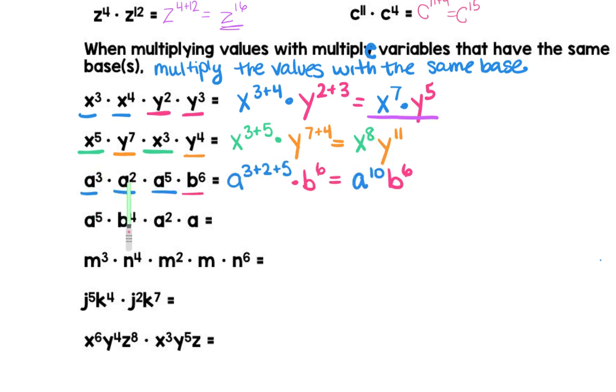A to the 3rd times a to the 2nd times a to the 5th is a to the 10th. B to the 6th stays there.